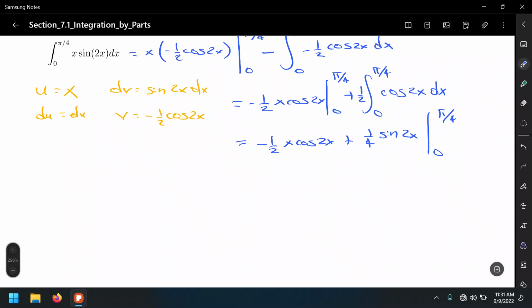So, I think we're ready to compute this. This is equal to, number 1, the upper limit: we evaluate it at pi over 4. So that's a negative 1/2 x, which is pi over 4, cosine of 2 times pi over 4, plus 1/4 sine 2 times pi over 4. Now let's think about the lower limit of integration, which in this case is 0.